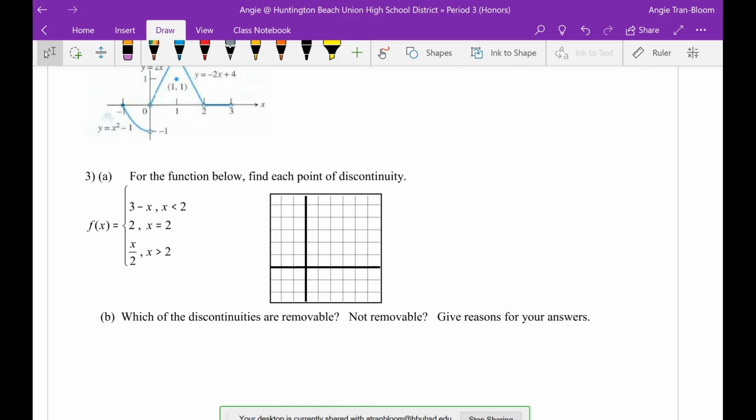All right, 3. I'm giving you a piecewise, a better looking piecewise, but you have to graph it out. So go ahead. You and your team, work it out. Graph it out for me.